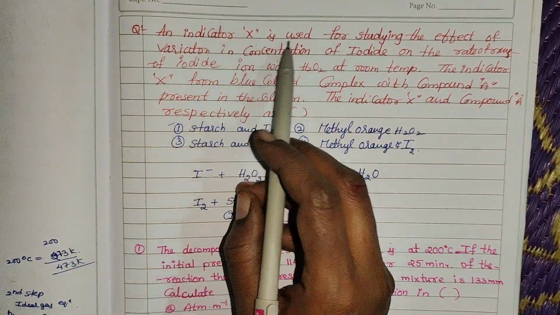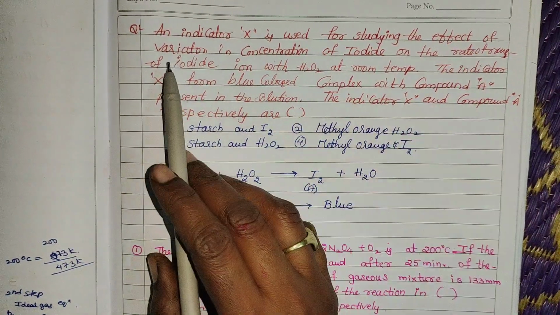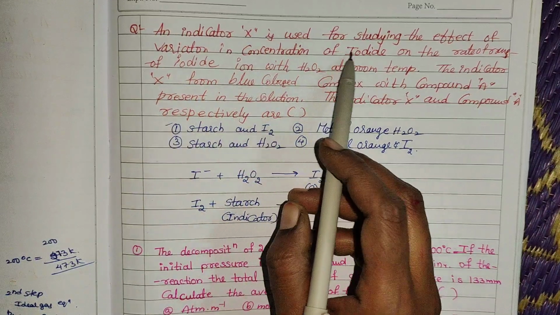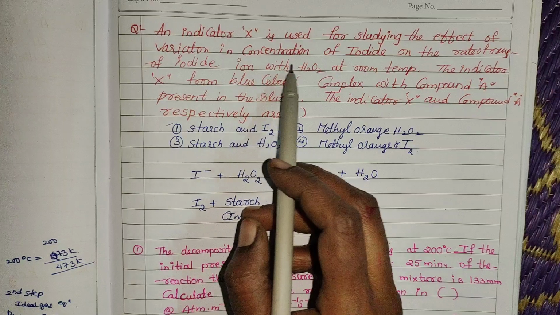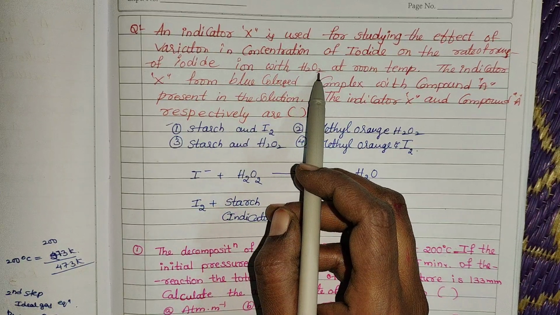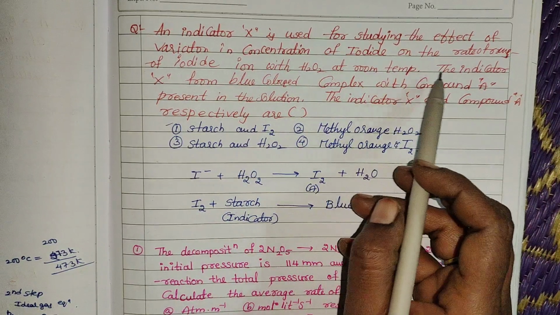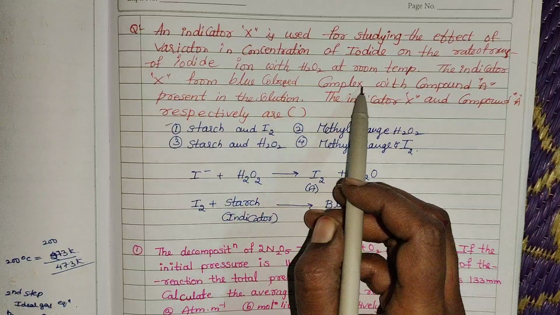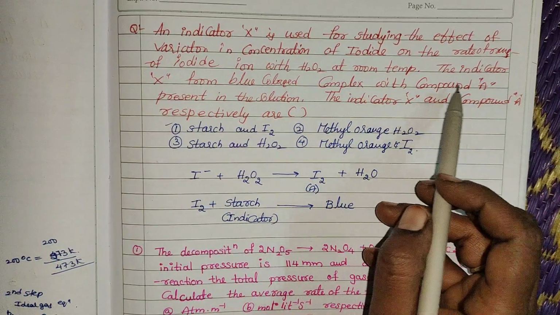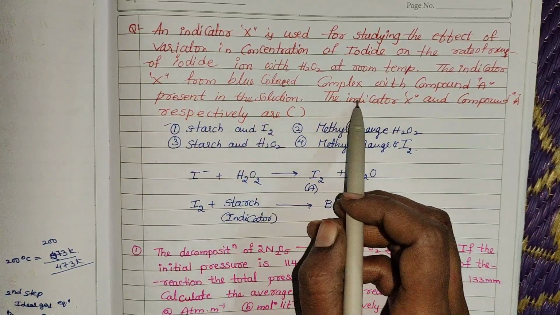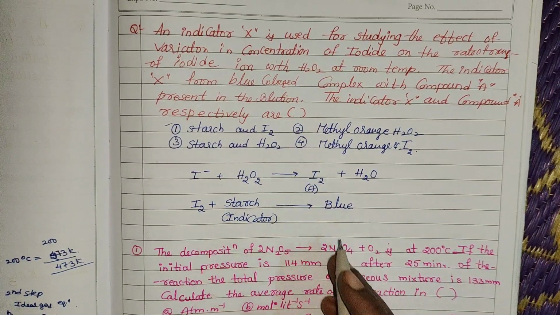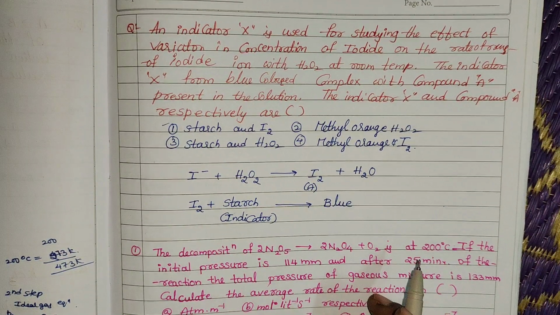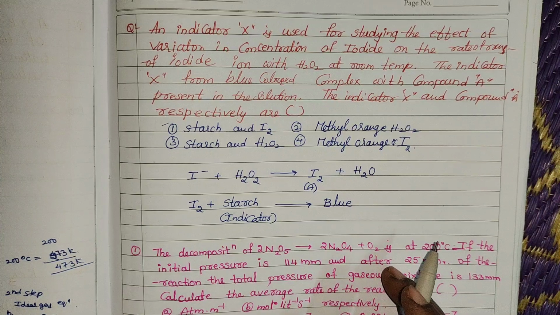Next question, beta. An indicator X is used for studying the effect of a variation in concentration of iodide on the rate of reaction of iodide ion with hydrogen peroxide, H2O2, at room temperature. The indicator X forms a blue colored complex with compound A present in the solution. What are the indicator X and compound A respectively? Simple, beta. This is the starch test.